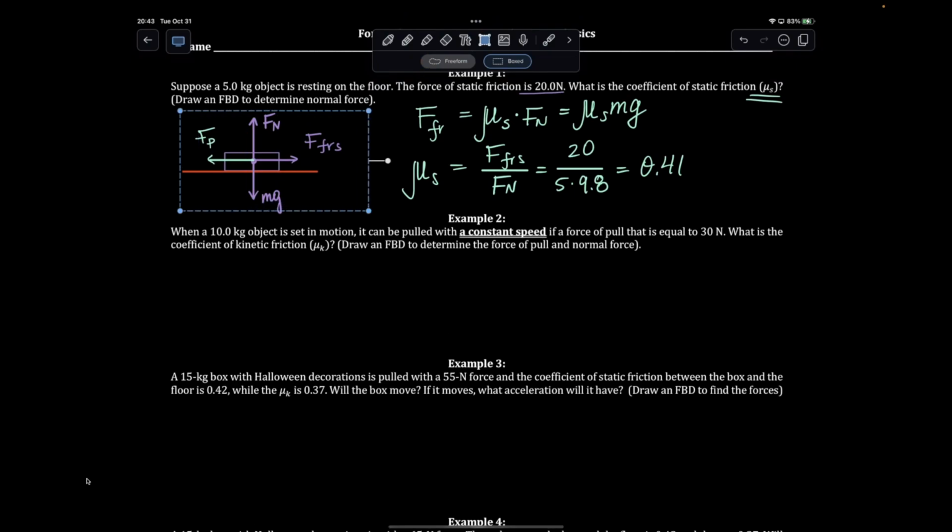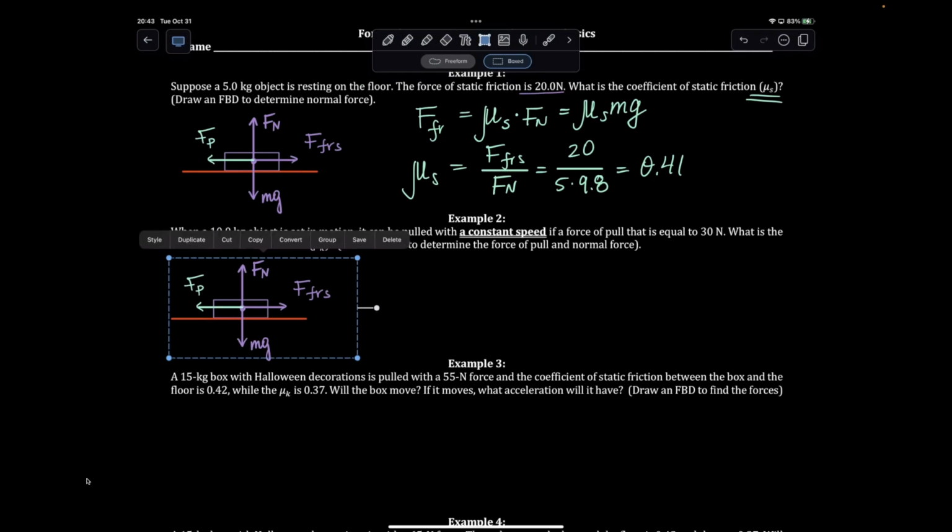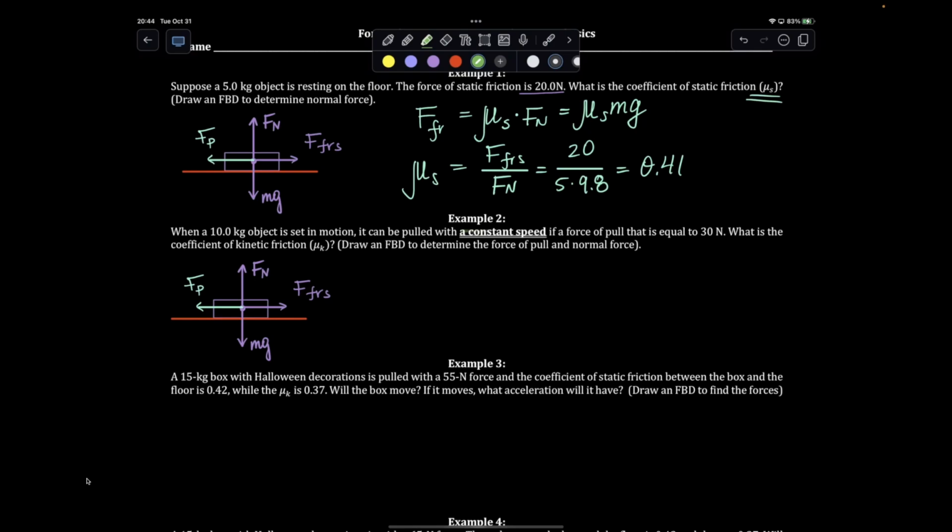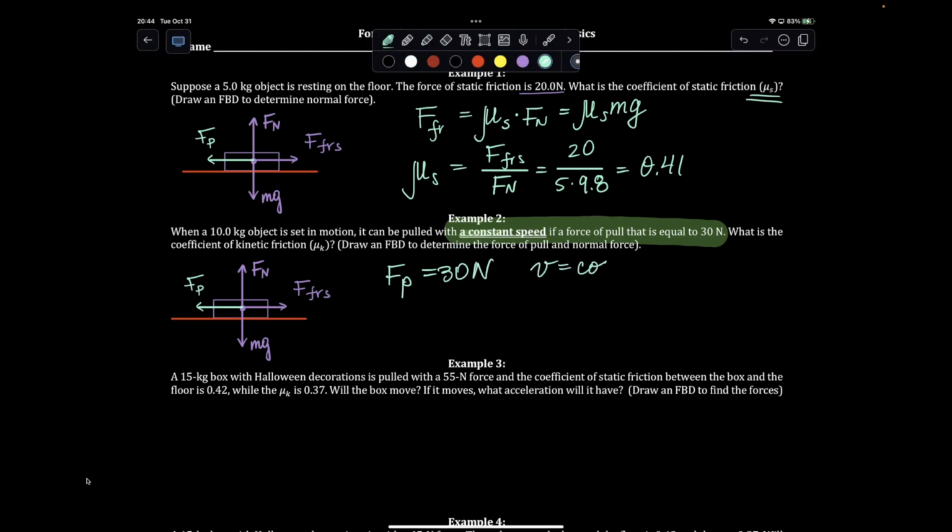Only now they're not giving us the actual force of friction. They're saying that the object is being pulled with a constant speed, which is very, very important. Then that tells me that the pull is equal to friction. So they technically tell me that force of pull is 30 newtons. And because of v equals constant, since velocity is constant, then force of kinetic friction is also 30 newtons. So we are after mu kinetic in this case.